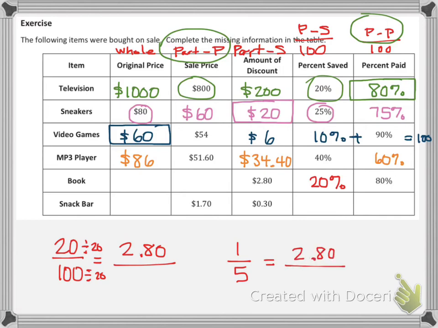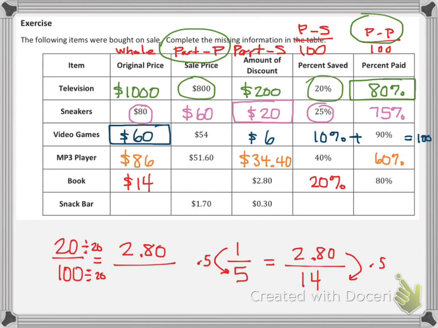And I do have two nice constants. Here's one. 1 times 5, that's 5. So 2.80 times 5 will be my answer. So I'm just going to go to my calculator. $2.80 times 5 is equal to $14. So that is the whole. That's the original price of the book.